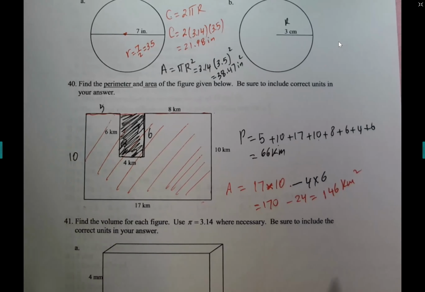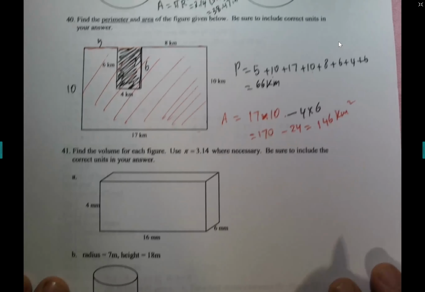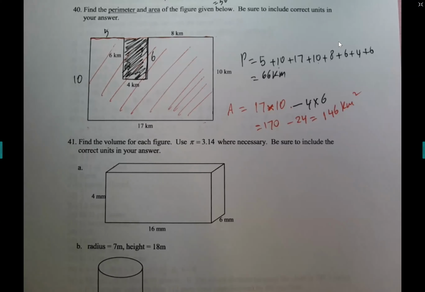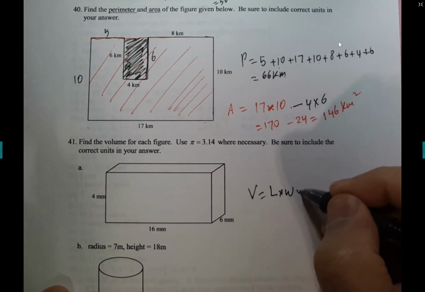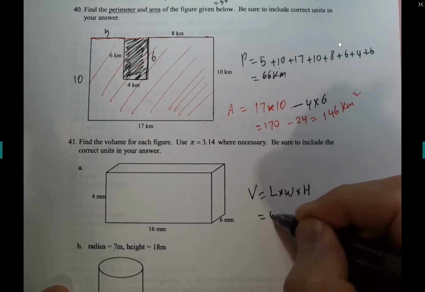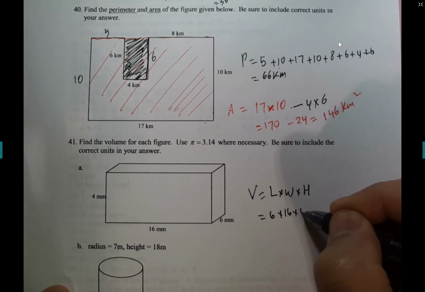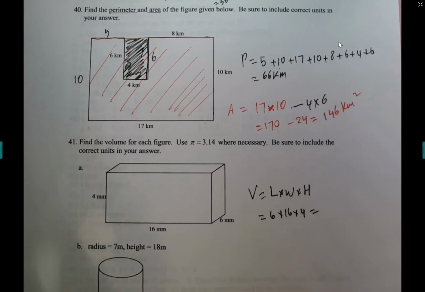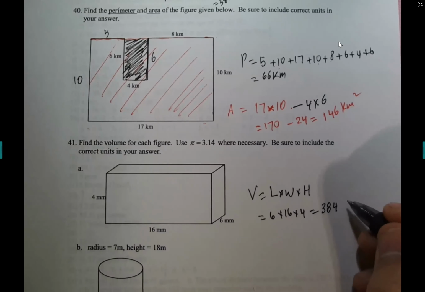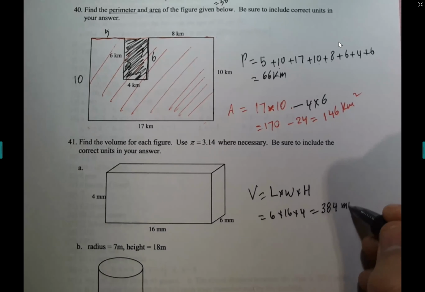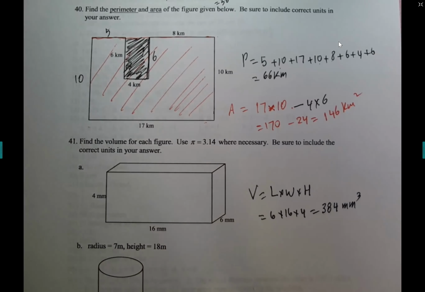41. Find the volume. If you have a rectangular box, the volume is easy. Length times width times height. So you just do 6 times 16 times 4. So that will be 384, and the unit is millimeter. You see, the unit is cubed here.